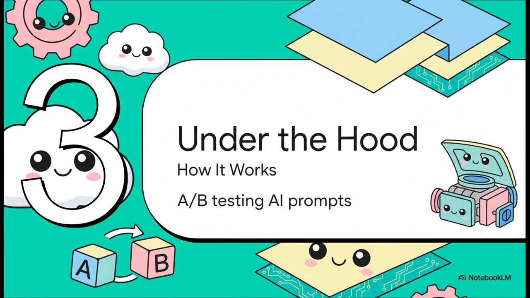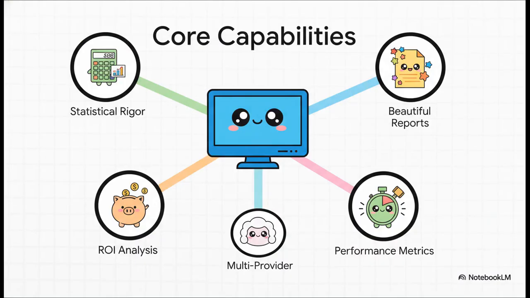So how does it actually pull all that off? Let's pop the hood for a second and see what's going on under the surface that makes this tool so powerful. This tool is just packed with features. You've got that serious statistical rigor, which is then presented in those beautiful reports so the data actually makes sense. It supports multiple AI providers, which is huge. It even does an ROI analysis to show you exactly how much money a better prompt can save you. And get this, it can use another large language model as an impartial judge to score the quality of the responses automatically. And of course, it's tracking all the key performance metrics you'd expect.